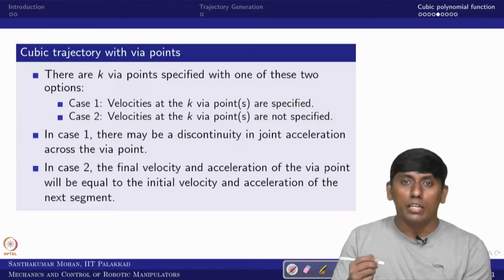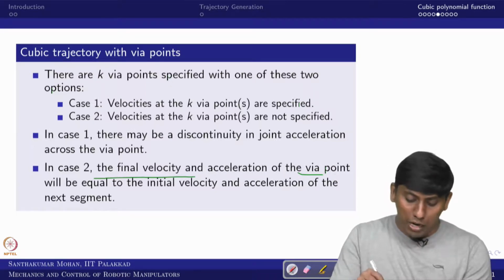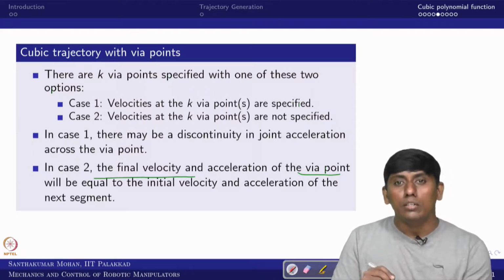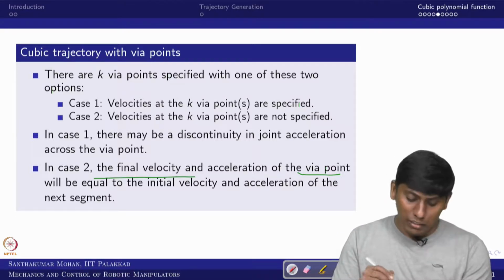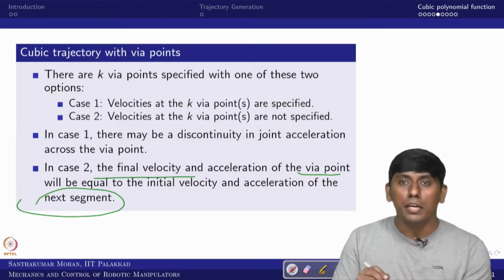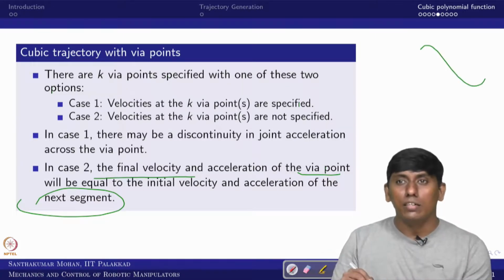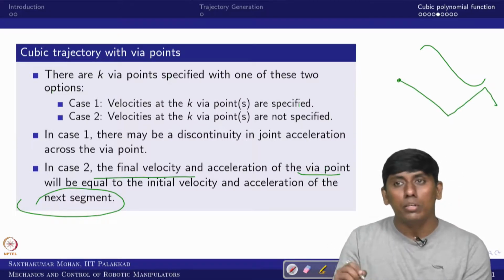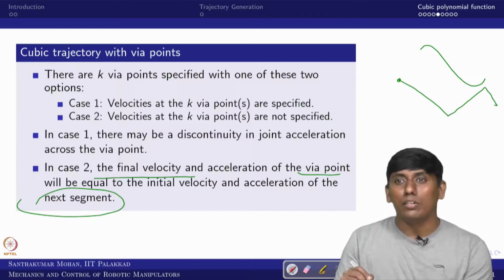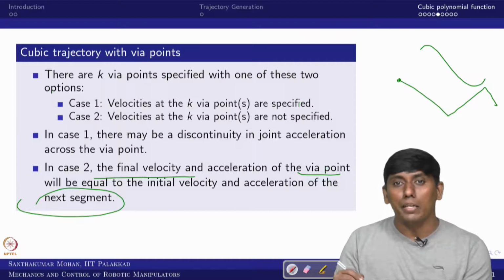Whereas in the second one, the final velocity and final acceleration of the via point would be equal to the initial velocity and acceleration of the second segment. So we can use it this way. It gives a smooth transition, and the acceleration would go, for example, this way. It comes like this, and there would not be any discontinuity. We can see how it happens.